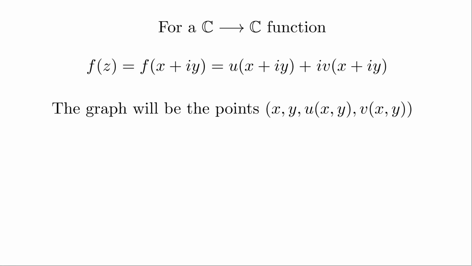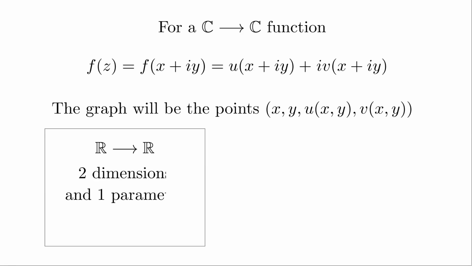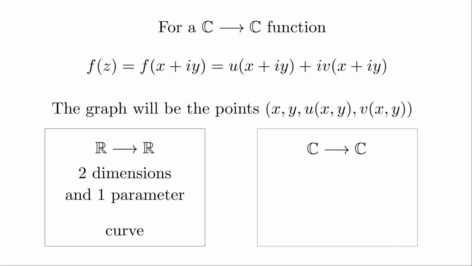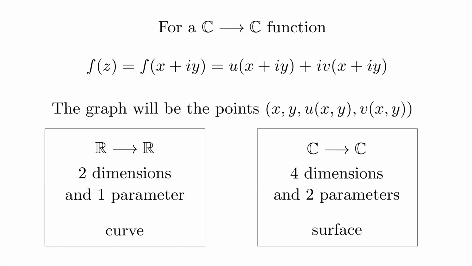But we must take into account that both the variable and the function have a real and an imaginary part. So the graph will be the points x, y, representing the parts of the complex variable z, and u of x and y, v of x and y, representing the parts of the function value f of z. So for a real function, the graph is an object in 2 dimensions, having one parameter x. The result is a curve in the plane. A complex function, on the other hand, has a graph that is 4-dimensional, but has 2 parameters, x and y, and this results in a surface in some 4-dimensional space.